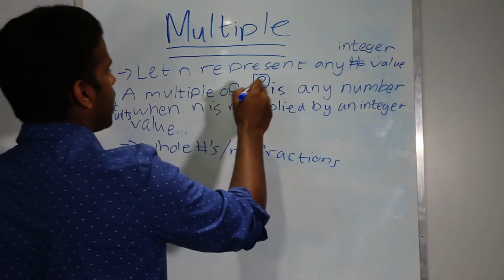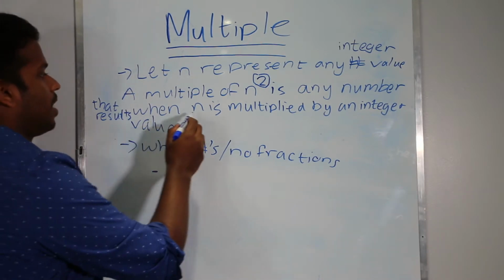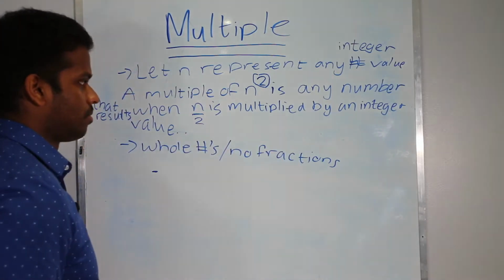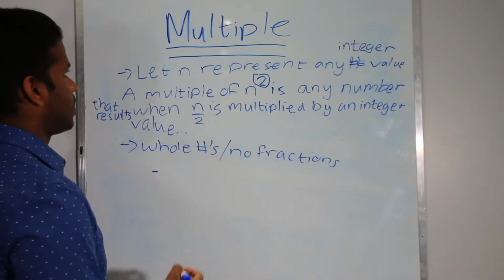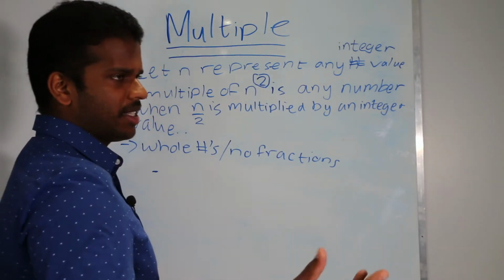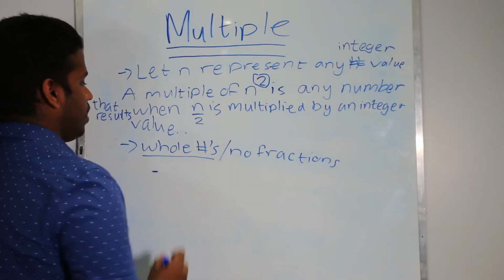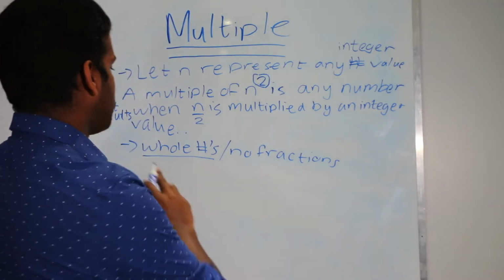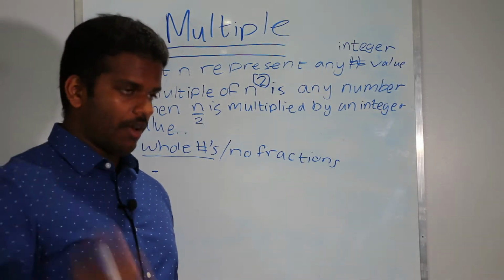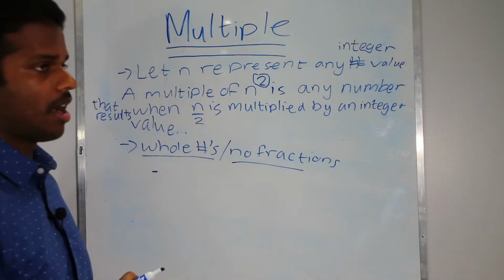A multiple of n, so we'll choose 2 for example, is any number that results when that number, so 2, is multiplied by an integer value. Get it? It's like our multiplication table, because the word multiple comes from multiplication, and it's basically what we see in the multiplication table. And of course, multiples are always whole numbers. They can be positive or negative, but they have to be whole numbers, not fractions, similar to what we did in factors. And even though we use them for fractions, multiples themselves are not fractions at all.